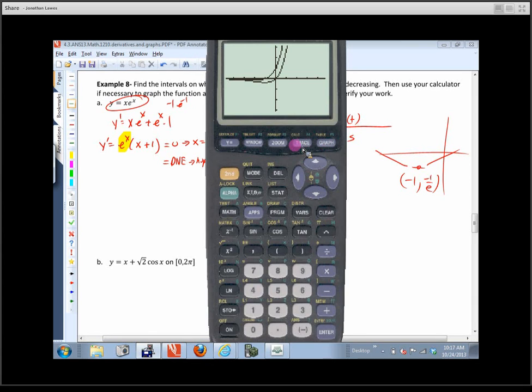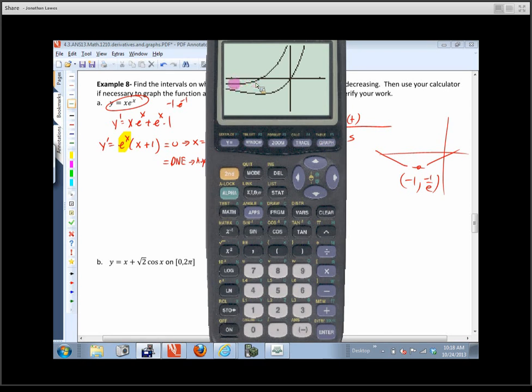Okay, now I can't see that very well, so I'm going to zoom in. I'm going to hit 2 and hit enter. Really zoomed in there. Okay, and I'm going to slide this over just a bit. So I'm going to take this and I'm going to go -2. There's the original graph, and there's its derivative.